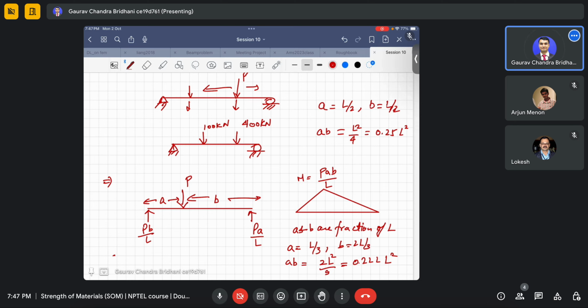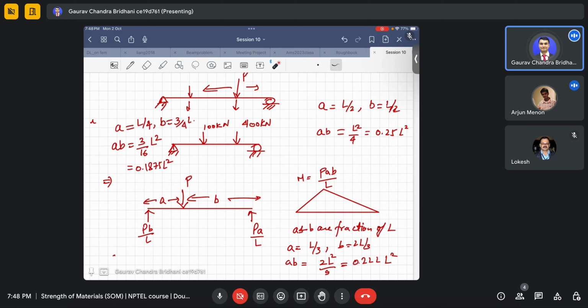So now you vary. You can vary A and B in any fraction. A could be L by 4, B could be 3 by 4 L. AB will be 3 by 16. Can you find this value? 0.1875. So you can see only when A and B are equal fractions, the product will be maximum. That means the maximum value will occur at the center.